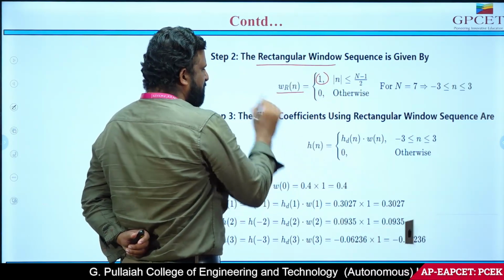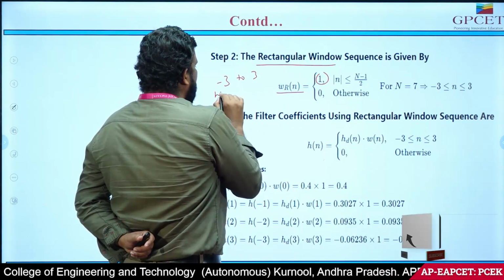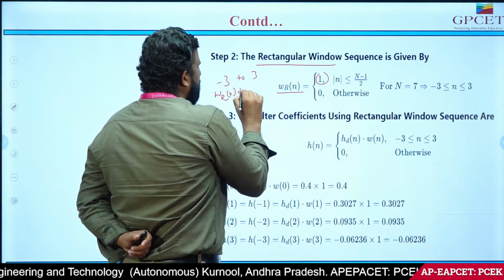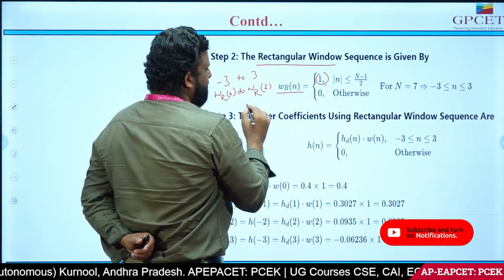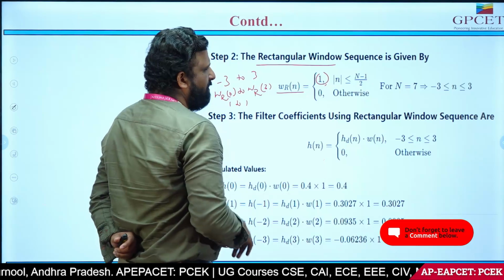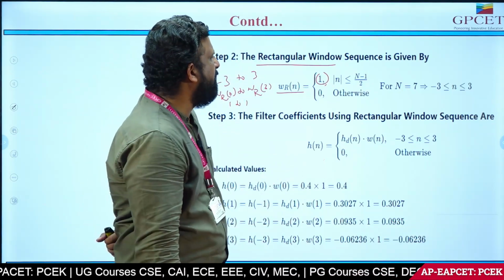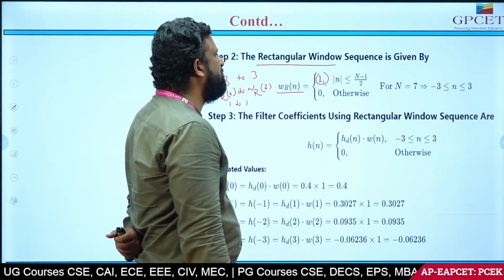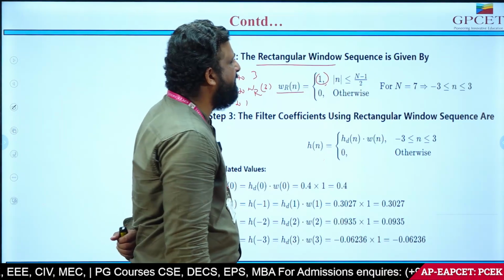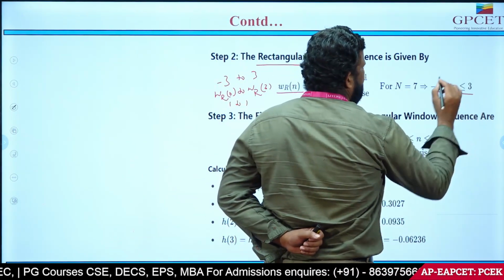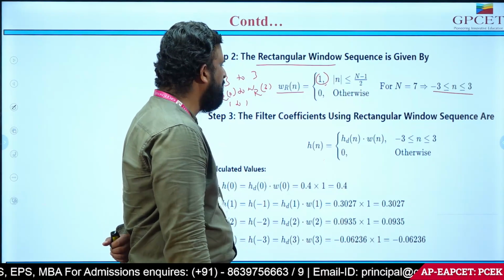So whatever the values from n equal to minus 3 to plus 3, that is WR of 0 to WR of 3, whatever you do, the values will be equal to 1. Everything will be equal to 1. So we can see that the rectangular window coefficients will be equal to 1 for all the values from minus 3 to plus 3. From the range of minus 3 to plus 3, all the coefficients of the rectangular window sequence are equal to 1.